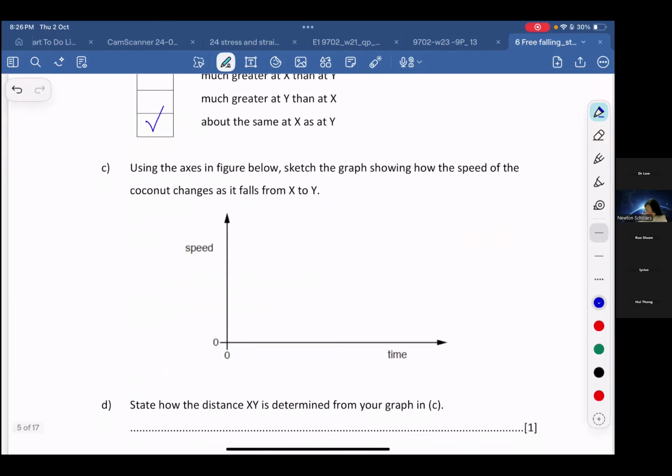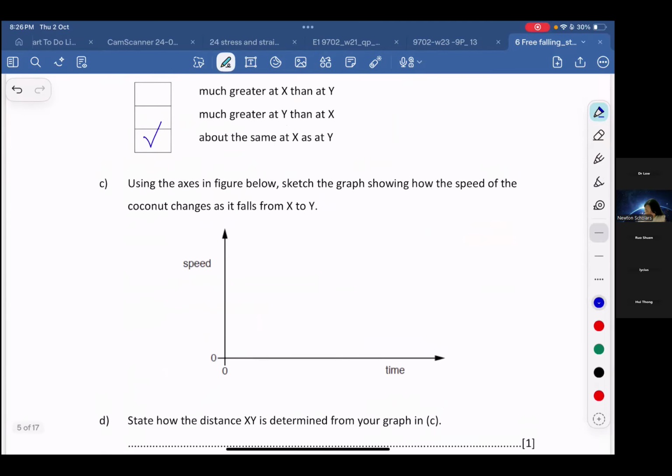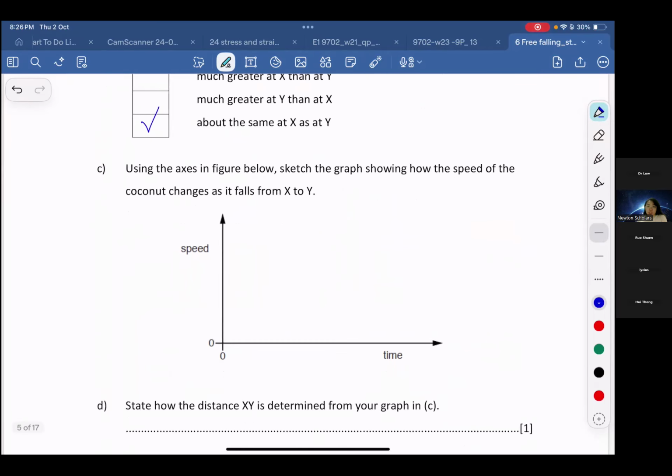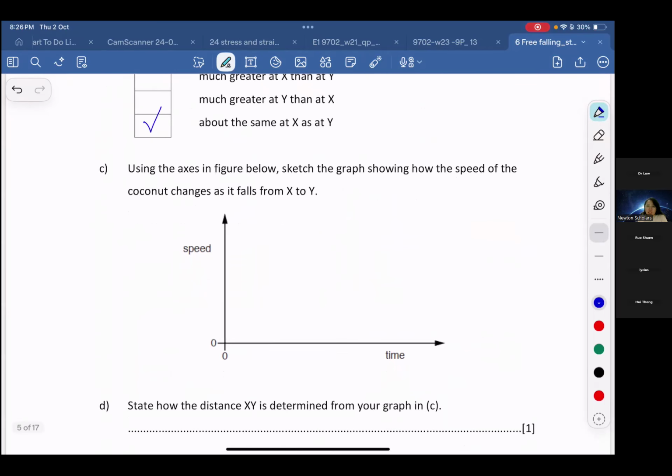Okay, boys and girls, can you sketch the graph for falling from X to Y? How was the speed? Just now it was asking you about acceleration. We understand that it's a constant acceleration. Right now the speed is increasing, so your graph should be like this.